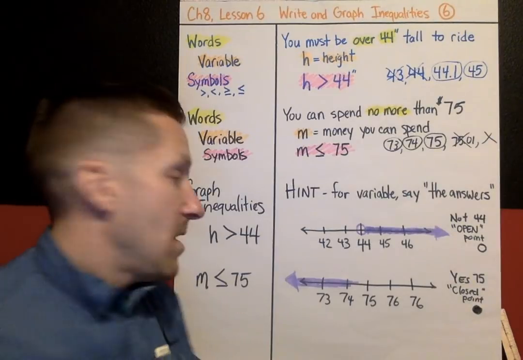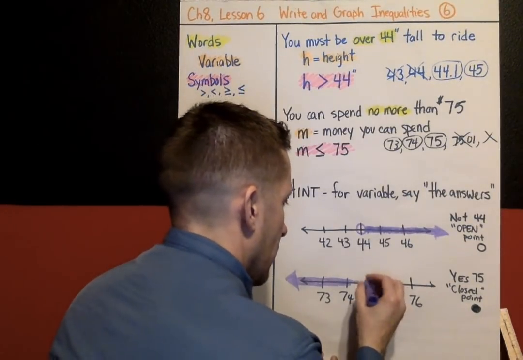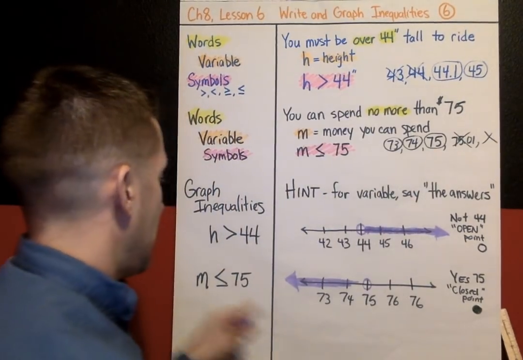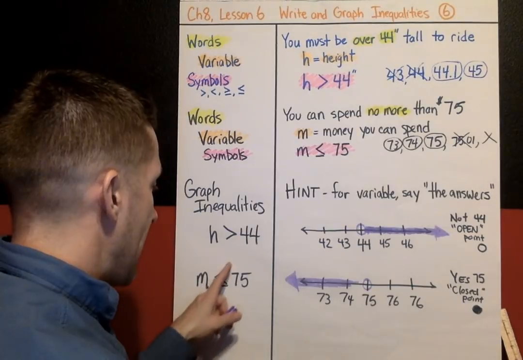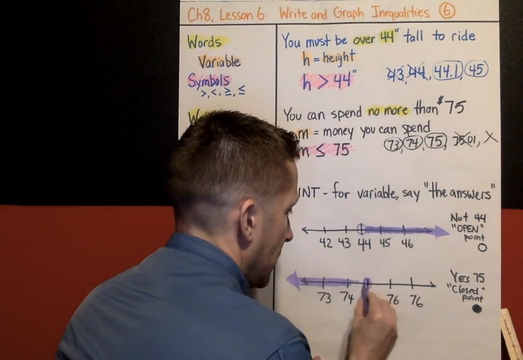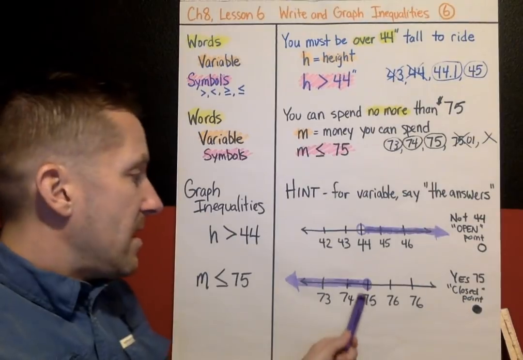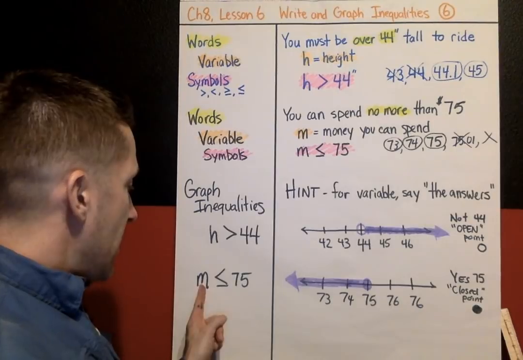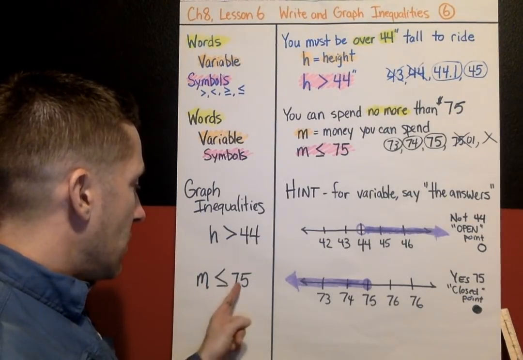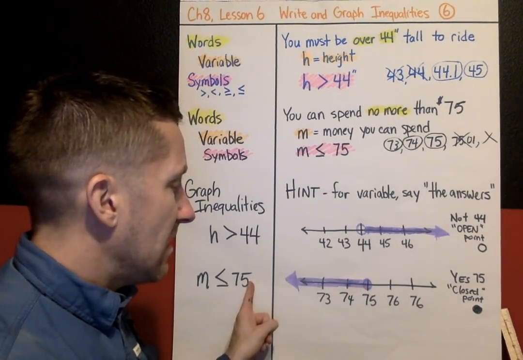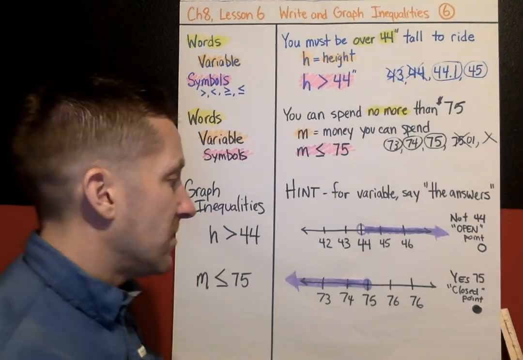Okay, so on 75, do I want to include 75? Can I spend 75? Is that one of my answers? Is 75 an answer for 75 is less than or equal to 75? It is. So I'm going to shade in the point. And here is this inequality graphed. Your answers are less than or equal to 75. 75 does work, and everything less than that is one of your answers.